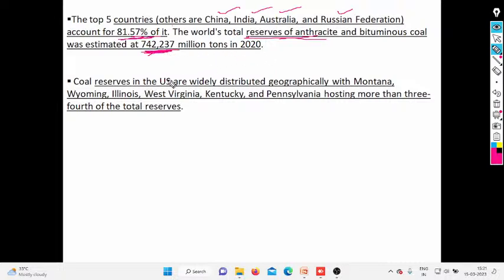The world's total reserves of anthracite and bituminous coal was estimated at 7,42,020 million tons. Coal reserves in the US are widely distributed geographically, with Montana, Wyoming, Illinois, West Virginia, Kentucky, and Pennsylvania, Pennsylvania likely hosting more than three-quarters of total reserves.